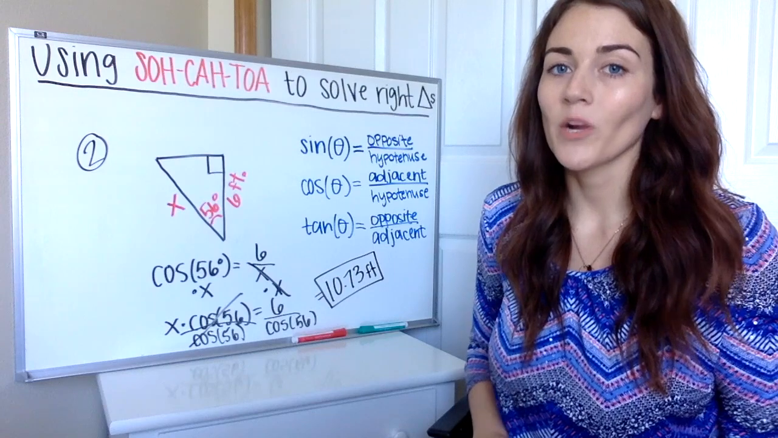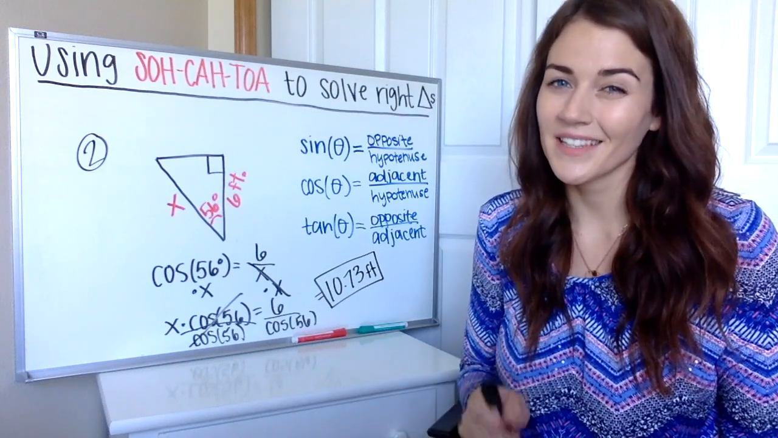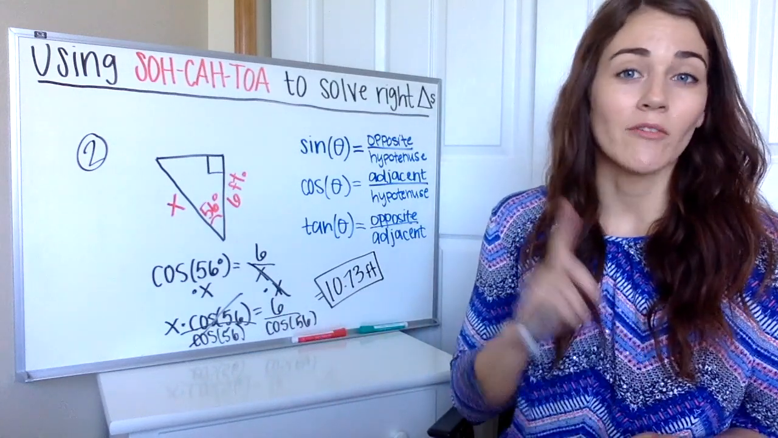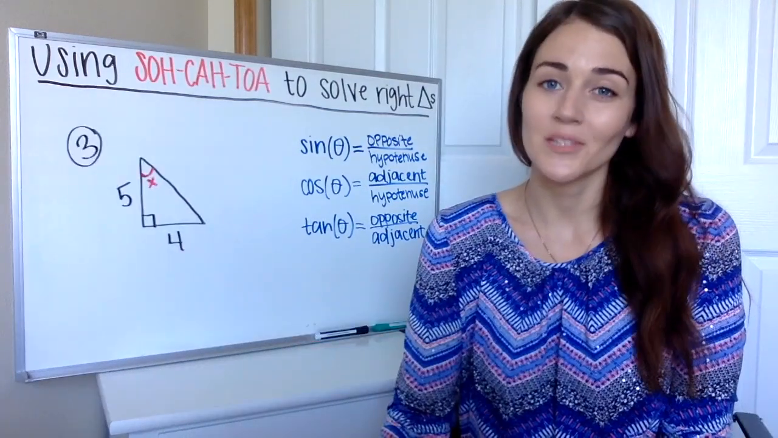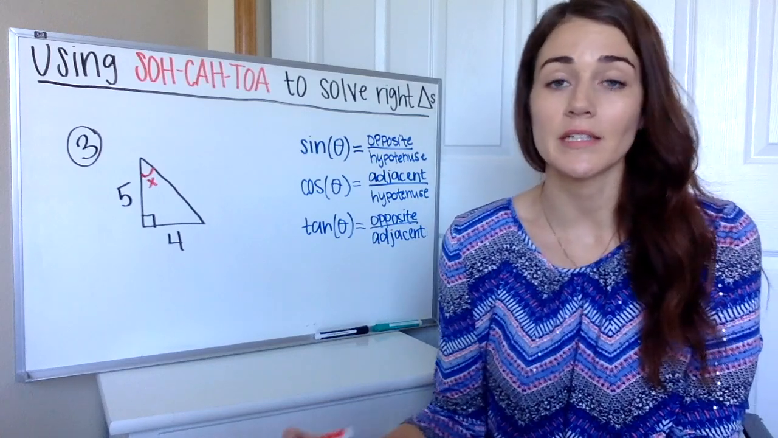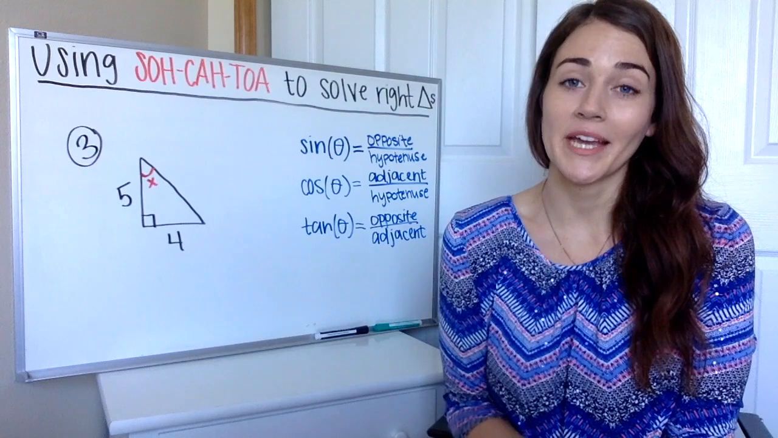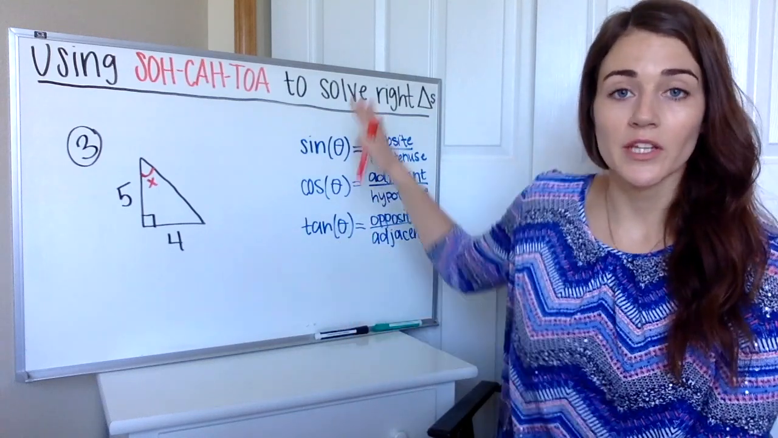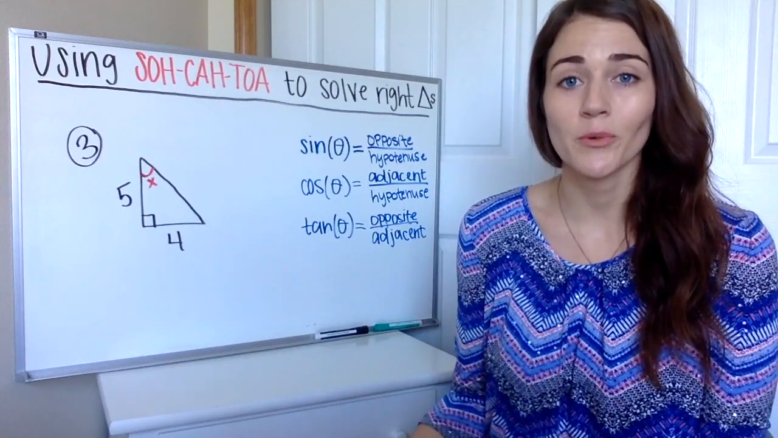Let's try one where this time we're finding the angle instead of the side because it is slightly different. We're going to set it up the same, but when we go to solve it, we're going to have one extra step. Let me show you what I mean. You can see this one is slightly different because this time instead of being given an angle and a side and finding a side, we're given two sides and we're being asked to find the angle. No worries though, we're still going to use these ratios over here and set it up the same and solve for x just like we were on those last two.